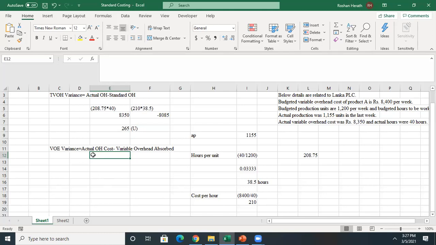Actual overhead cost you have already calculated. How you took that? You took that 208.75 multiplied by 40. Then you deducted the variable overhead absorbed. How do you take the variable overhead absorbed? You need to take the variable overhead absorption rate. So earlier you worked that out. It was found to be 210. And when it comes to the absorbed amount, you need to multiply it by the actual hours.